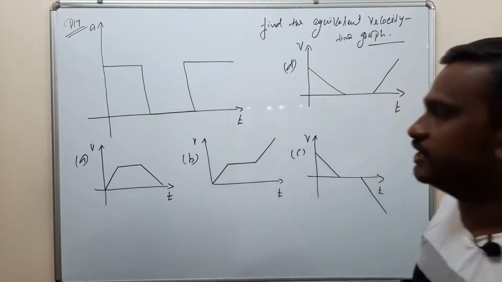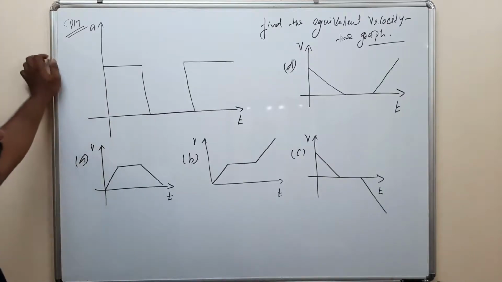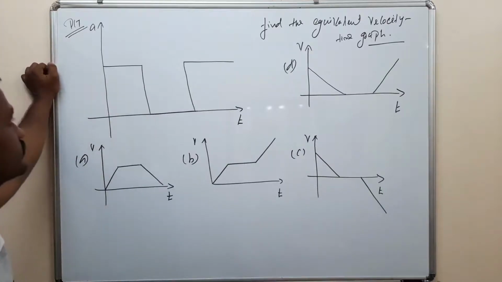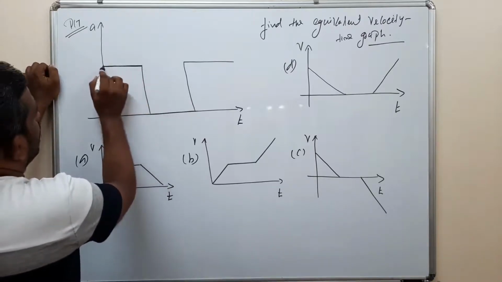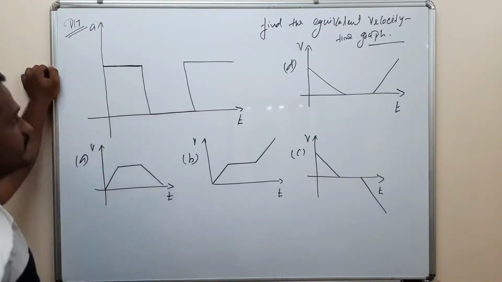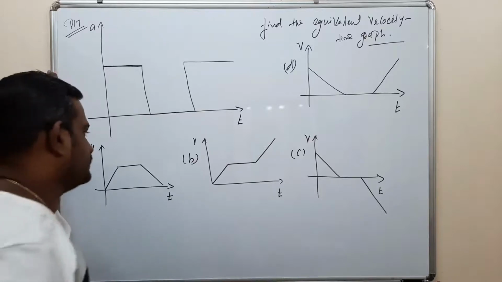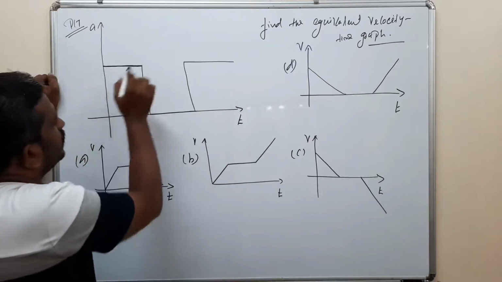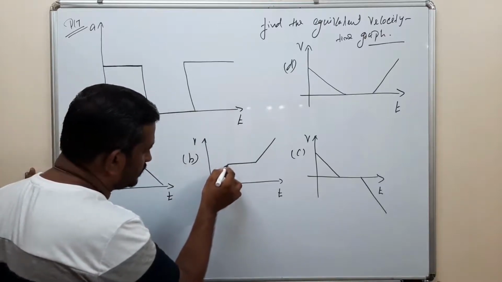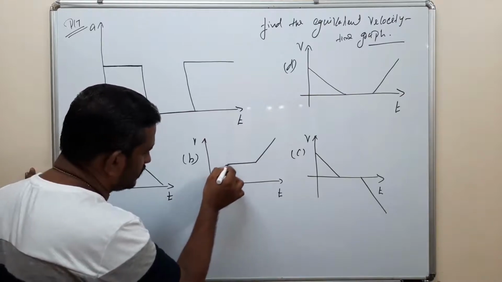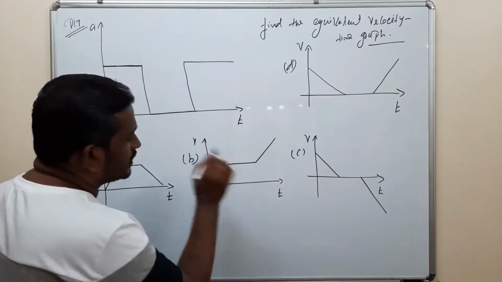So this is the acceleration time graph. We have to find the equivalent velocity time graph. So here the acceleration is constant. We know that the slope of the velocity time graph is acceleration. So if you want constant acceleration, the slope must be constant. So here the slope is constant. For each and every point, if you find the slope, the slope is constant.